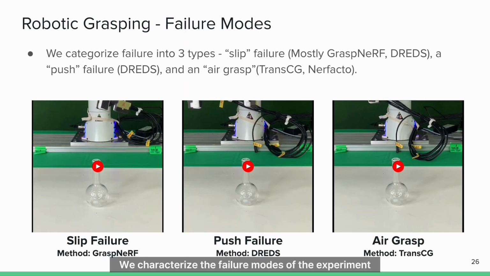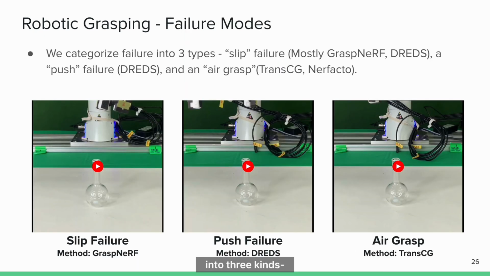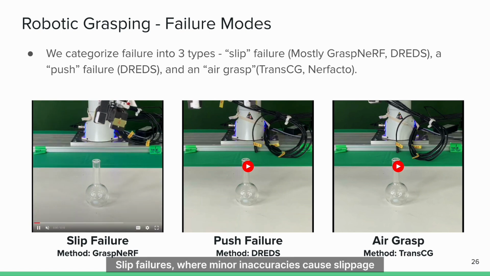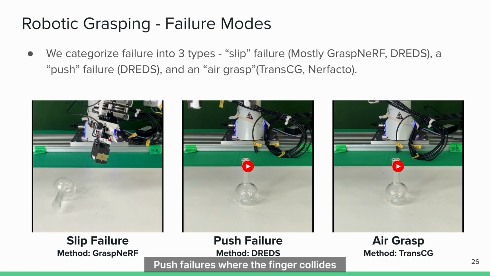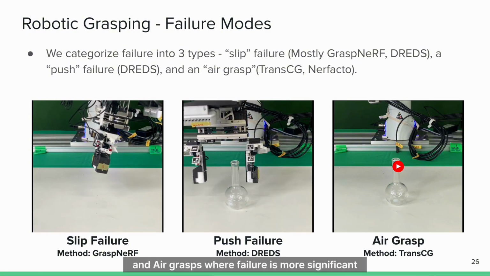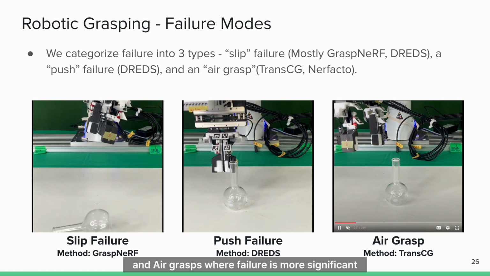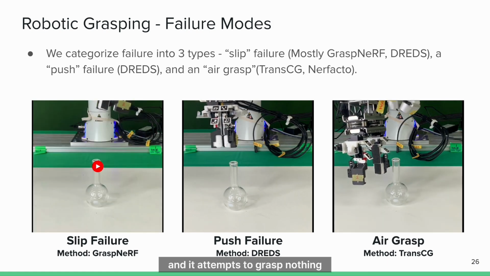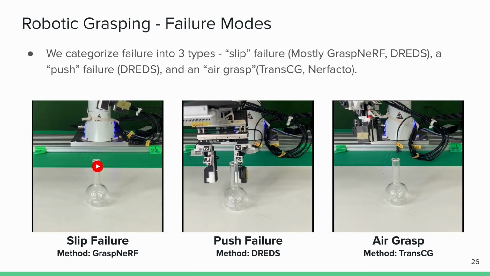We characterize the failure modes of the experiment into three kinds: slip failures, where minor inaccuracies cause slippage; push failures, where the finger collides or pushes the object out of the way; and air grasps, where failure is more significant and it attempts to grasp nothing.